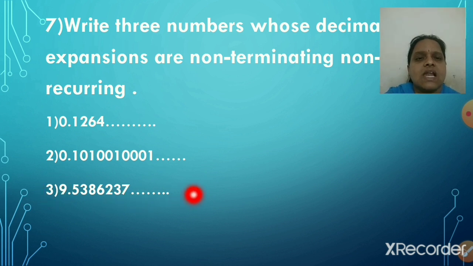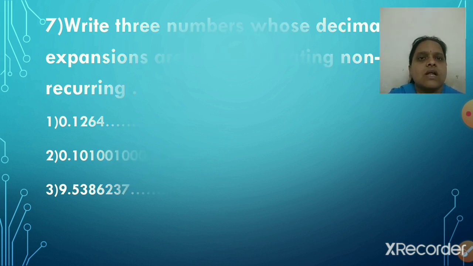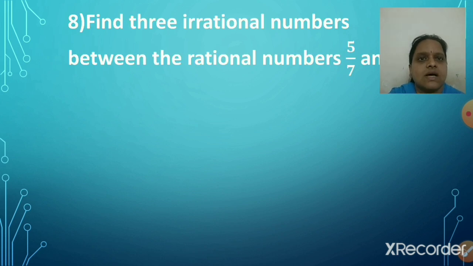Similarly, see the last example, that is 9.5386237 and dot dot dot. Again, it is a non-terminating and non-recurring number. Like this, you can give more examples with non-terminating and non-recurring decimals. These numbers are nothing but irrational numbers. Let us continue with the next sum.